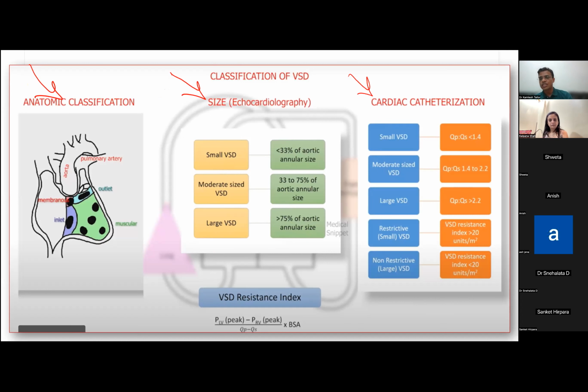If a QP/QS is less than 1.4, it is called a small VSD. If QP/QS is 1.4 to 2.2, it is called a moderate size VSD. And if QP/QS is more than 2.2, it is called a large VSD. There are other types of classification, which you don't need to remember at level one: VSD related to the resistance. If it is restrictive, it is a small VSD; if non-restrictive, it is called a large VSD. This is how we classify VSDs in different ways.